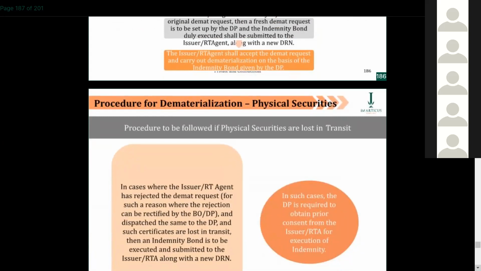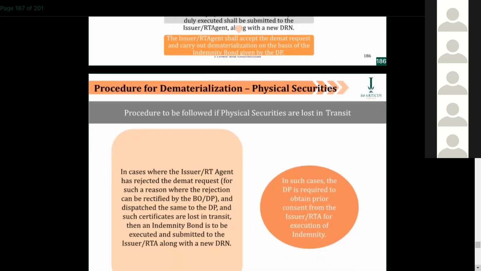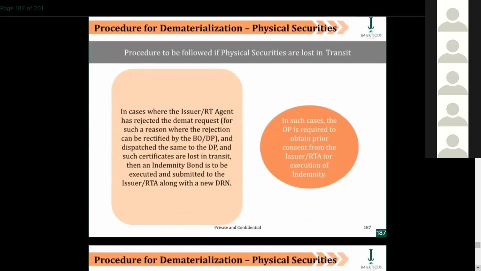And the issuer shall accept the demat request and carry out dematerialization on basis of the indemnity bond given to the DP. So, in case where issuer has rejected the demat request form and dispatched the same to the DP and such certificates are lost in transit, then indemnity bond is to be executed and submitted to the issuer along with the new DRN. In such cases, the DP is requested to obtain prior consent from the issuer for execution of indemnity.